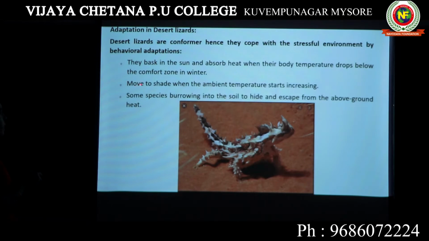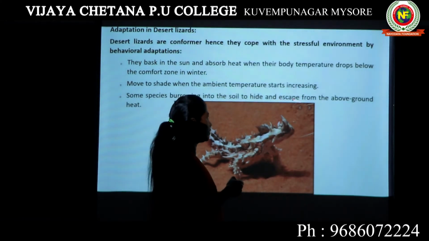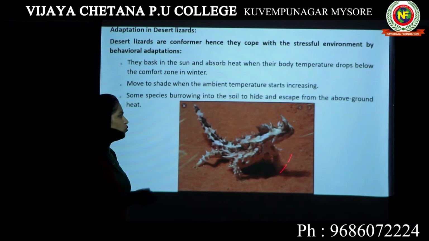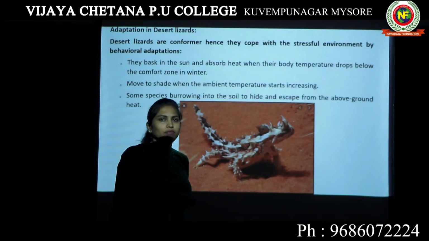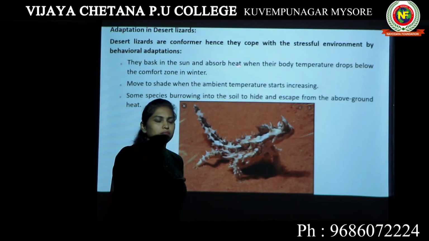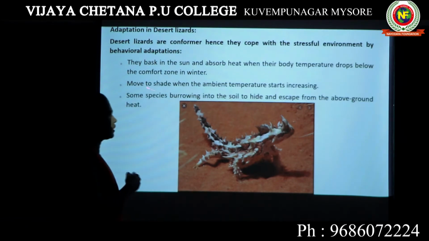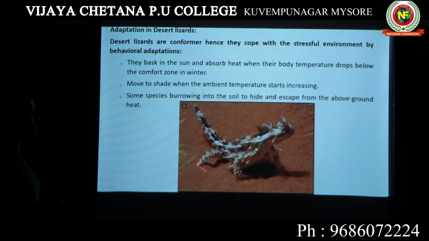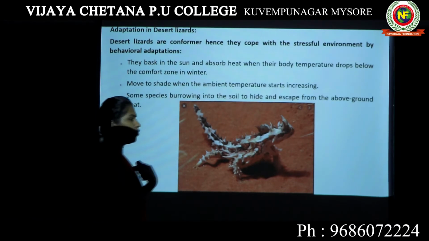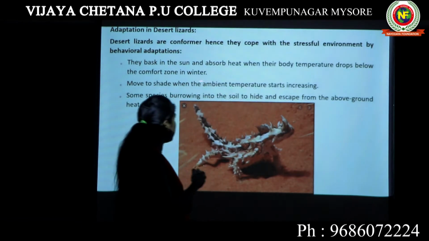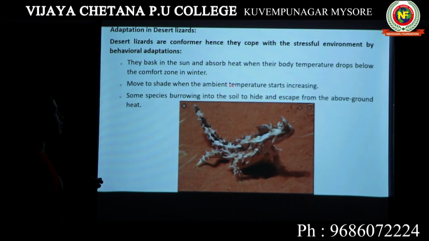Then the next adaptation is they move to shade when the ambient temperature starts increasing. Okay, when the surrounding temperature starts increasing, their behavior changes. They move to shade. When there is cold during winter, they just lie down in the sunlight and take as much sunlight as possible. Whereas during summer, they do not want to take up so much sunlight, so they go to a shady place. Okay, they move to shade when the ambient temperature starts increasing.